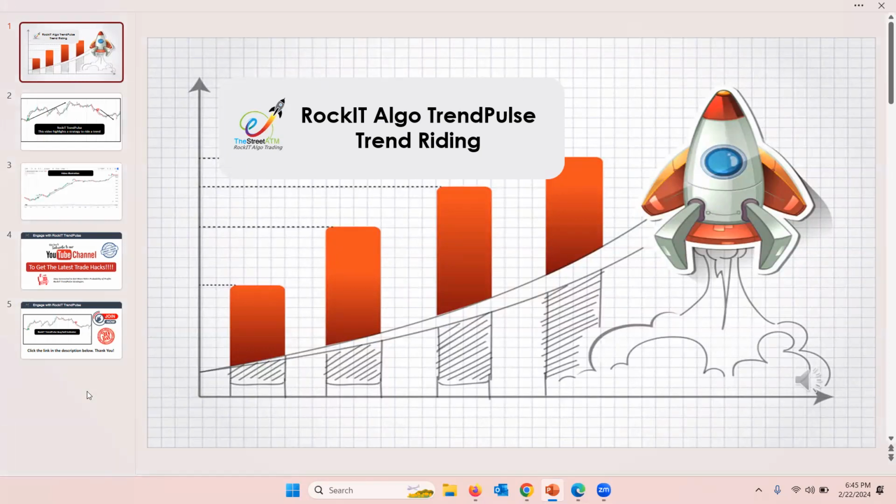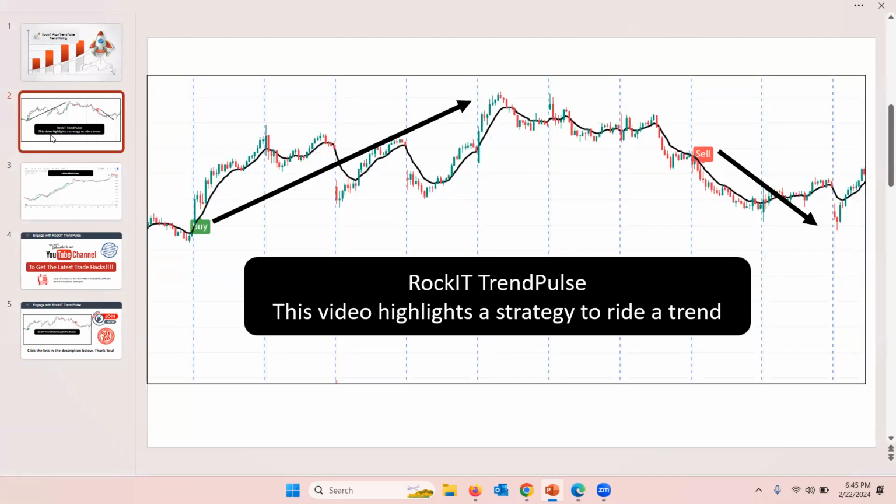Hello, everybody. So today we're going to discuss and illustrate a trend riding strategy using RocketAlgo TrendPulse. We're going to show you how to ride a trend as far as you can to maximize your profit and also minimize losses. This is a framework that acts like a guardrail, and you can do your own due diligence from what you learned today with any specific symbols you trade.